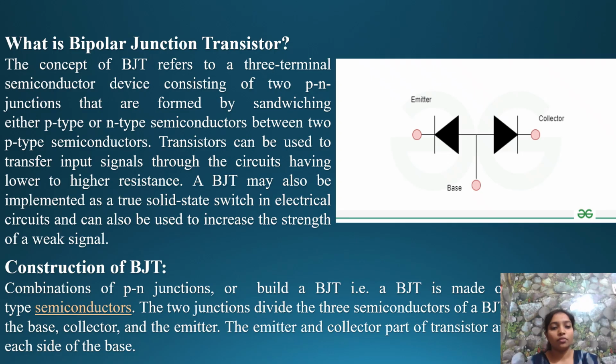Then construction of these transistors. It is a combination of p-n junctions made up of p-type or n-type semiconductors. The two junctions divide three semiconductors of transistors, that is base, collector and emitter. The emitter and collector are placed either side of this base as shown in figure.